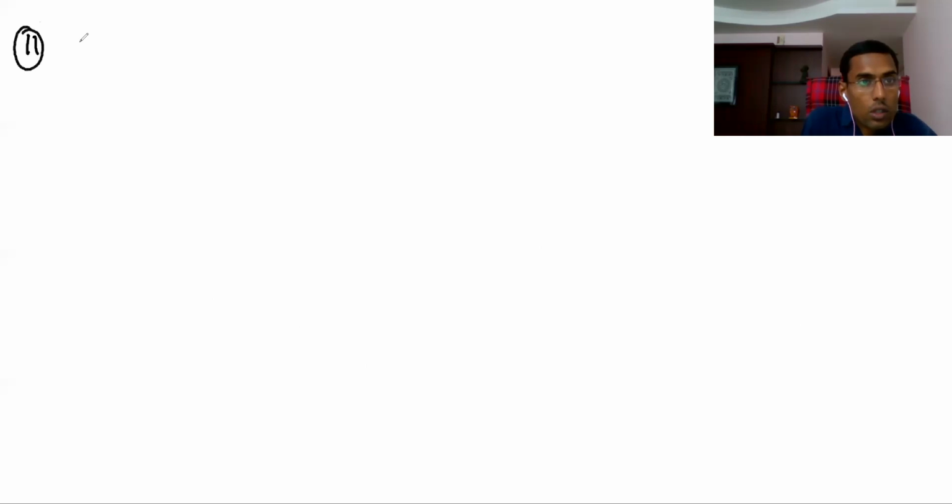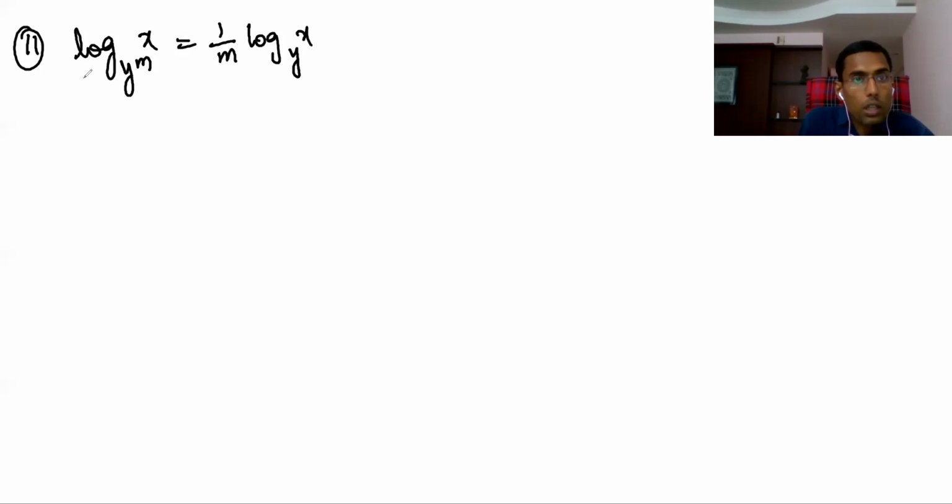Okay, the next: log x to the base y to the power m. This one you can write as 1 by m into log x to the base y. This m you can take to the front, like the previous one.